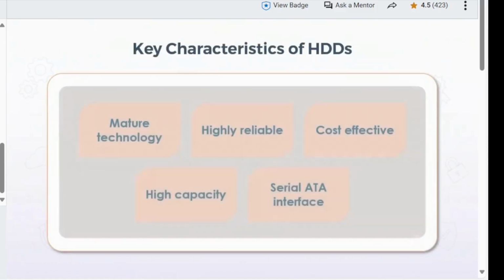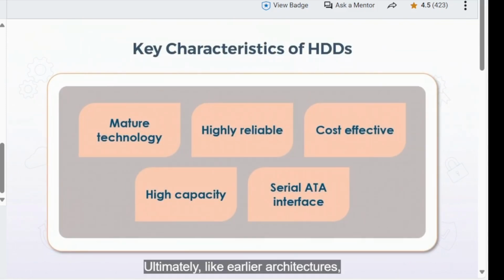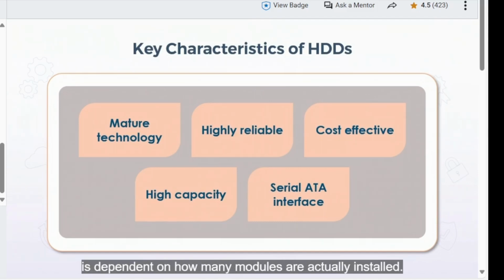As for some of the key characteristics, standard hard drives have been around for decades, so it's a very mature technology which translates into high reliability. For example, I have an external hard drive on my desk right now that I've had for at least 10 years, I'm thinking possibly 12, and I've never had a single issue with it at all. But I should mention that due to those moving parts, they are somewhat susceptible to mechanical failure, but of course that's true for a lot of things.